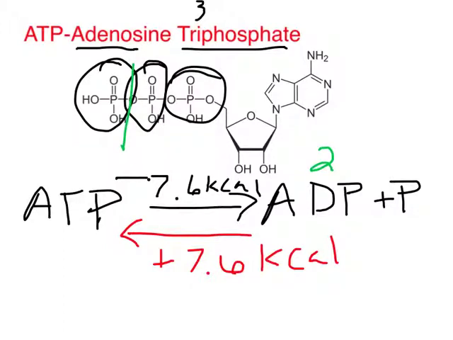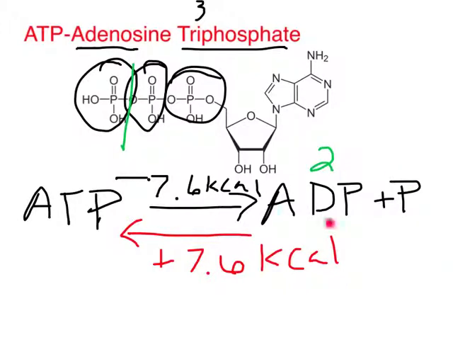When I do that, what I get is 7.6 kilocalories of energy released. So this is minus 7.6 kcals of energy. That's how much energy you get from an ATP molecule when you break it and spend the energy.